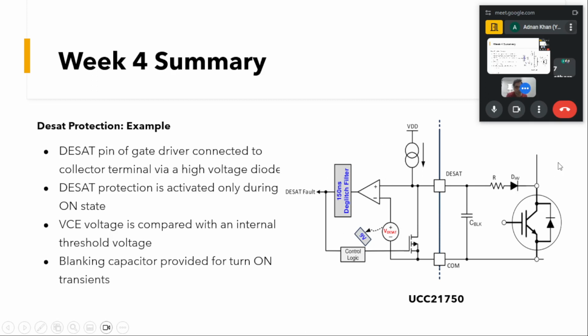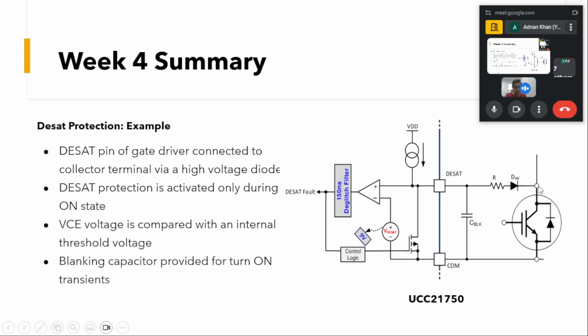protection is triggered. Usually we have our rated current that will flow through this collector-emitter, and we choose this R and D in such a way that at our rated or maximum current, the potential at this point doesn't exceed this threshold voltage. So our DSAT protection won't get triggered.